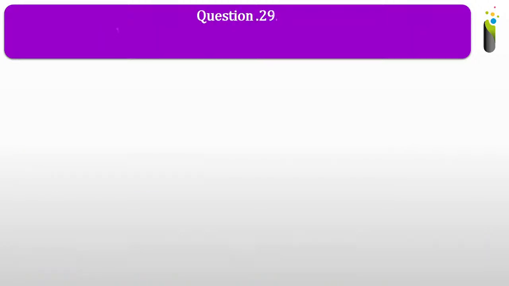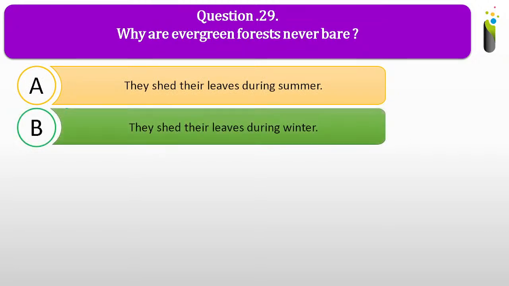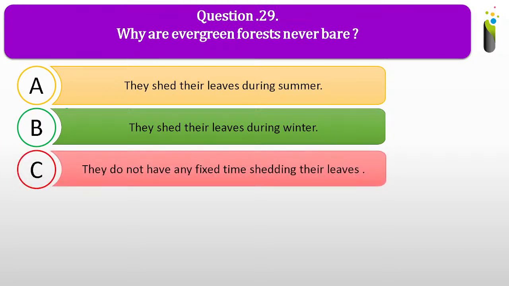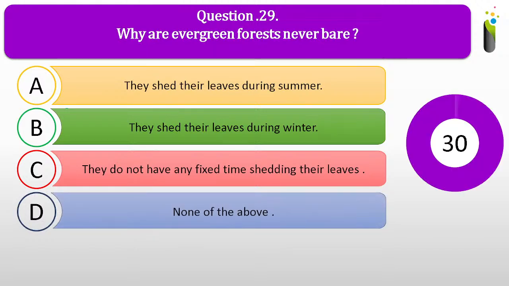Question number 29. Why are evergreen forests never bare? A. They shed their leaves during summer. B. They shed their leaves during winter. C. They do not have any fixed time shedding their leaves. D. None of the above. And the time starts now.